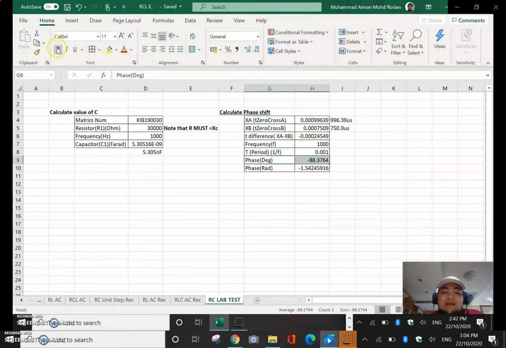So this is the objective of our lab test today. We have now obtained negative 88.37 degrees. We also have the value in radians.